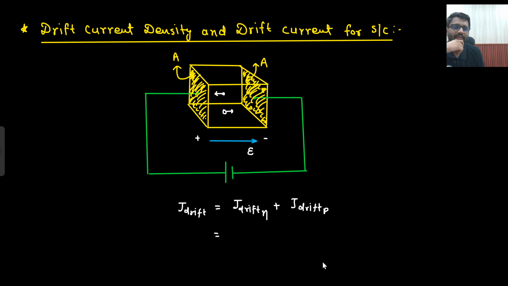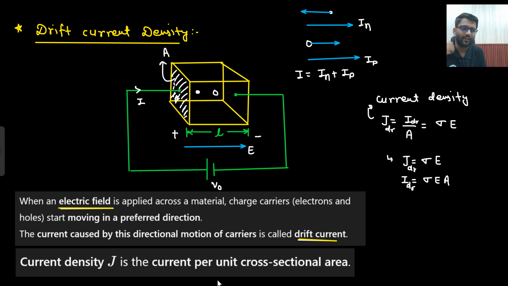Now just tell me one thing. What will be this J drift? Sigma into E, right? Here I am writing sigma n because it is the conductivity because of the electrons, and then I will write sigma p, and the electric field I will show by this sign. Here also I have shown the electric field by this sign, because by capital E we will be showing energy. That's why I will show the electric field by this sign.